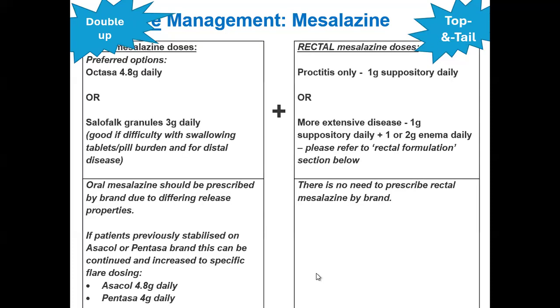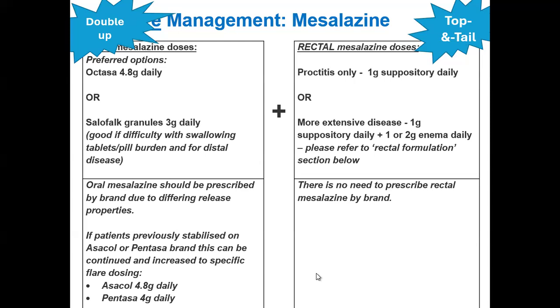So within our trust, and I know I'm speaking across a wide area, so I can only speak for the Brighton area, the formulary option is Octasa. It might be different from yours, and the maximum dose for that is 4.8 grams daily. Or Salofalk granules. We would use Salofalk granules if the patient is having trouble with the tablets or they have that distal disease. And the maximum dose, because it's granules, so it's a different formulation, is 3 grams a day. Other patients will be on different brands, and if they've already been started on those brands, we continue with that because it has to be brand specific.